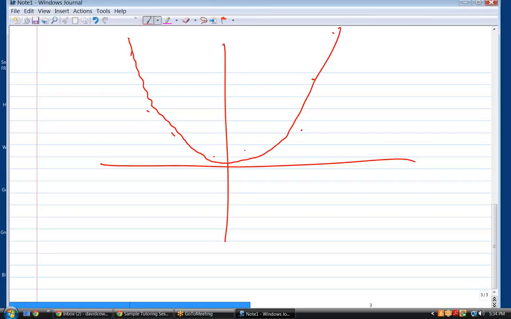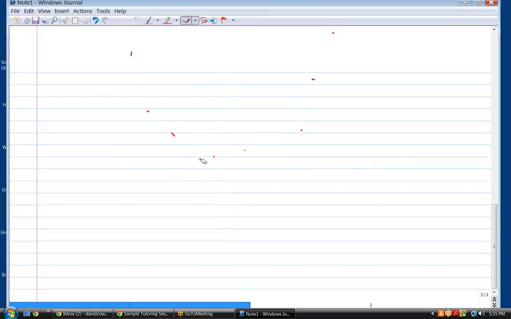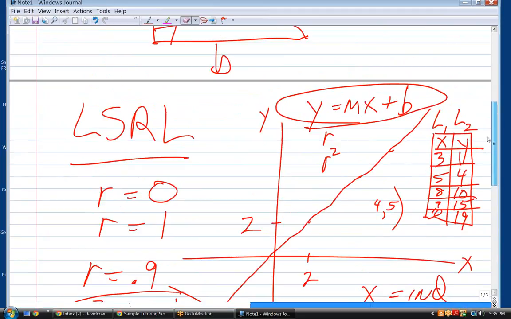But that's what the other options in your calculator are, that's why you have linear, quadratic, exponential, and others. But that's basically it. I wouldn't think you'd get a whole lot more on this topic other than what you have right now.